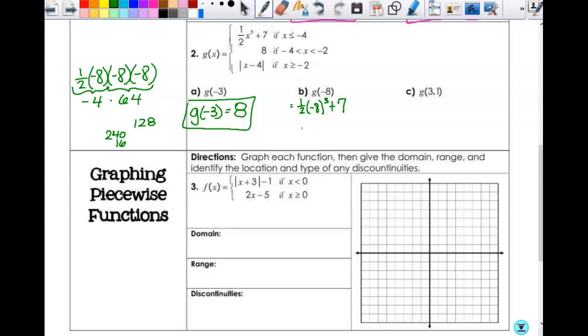It's the first time I got caught like that. All right, equals negative 256 plus 7. So that means that g of negative 8 is equal to negative 249. Good.